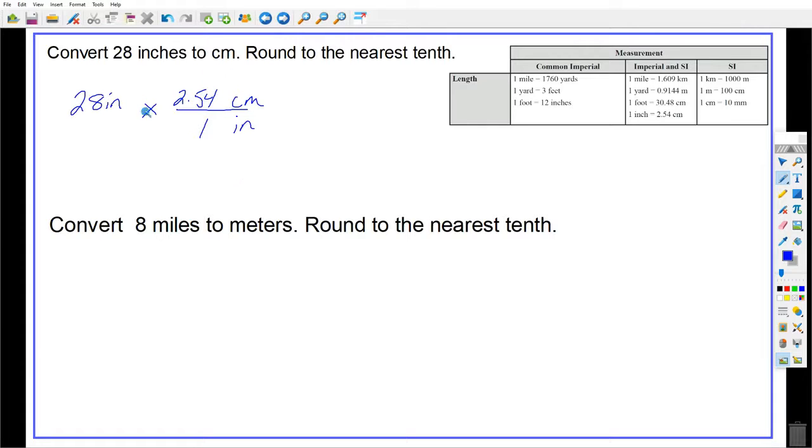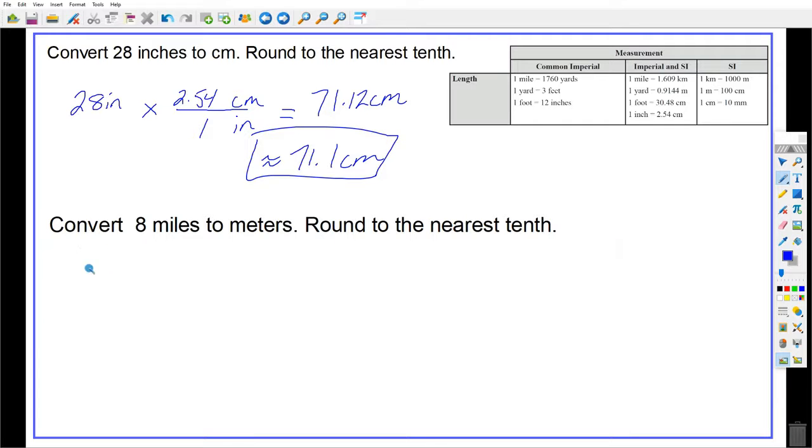2.54 centimeters. Now if I was going in reverse and I was going from centimeters to inches, I'd actually be dividing. This conversion factor would be flipped, and the 1 would be in the numerator, 2.54 would be in the denominator if this was centimeters going to inches, and we would be dividing them. But that's not the case here. So 28 times 2.54 gives us 71 and 12 hundredths centimeters. Round to the nearest tenth, 71.1 centimeters approximately.